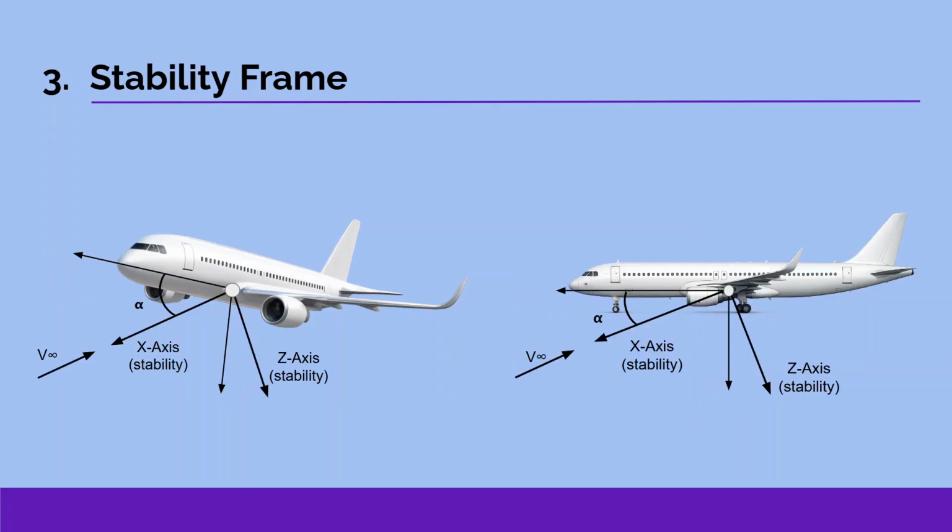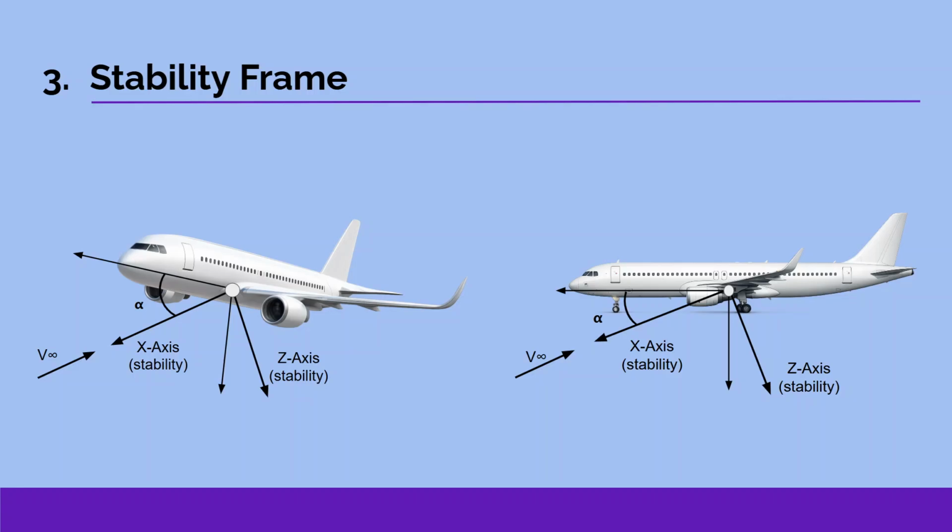The last frame used here is going to be the stability frame, and it is essentially a body frame rotated by the angle of attack alpha, and to be more accurate, by minus alpha. It is used to define the aerodynamic forces, and is an idealization of a wind frame in that it only takes into account alpha and not alpha and beta of a side slip angle.